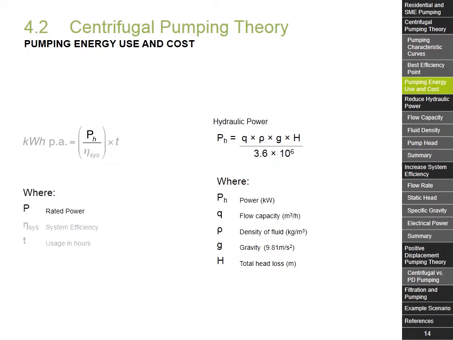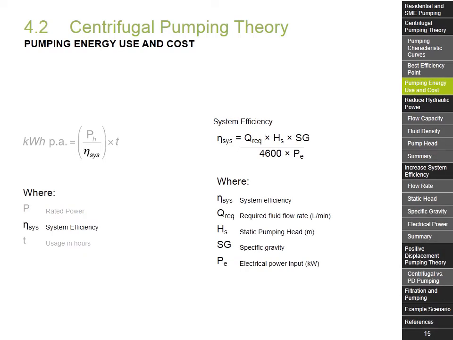In this instance, power is the value of the hydraulic power, which is equal to the product of the flow capacity, density of the fluid being pumped, force of gravity, and total head. To convert the product into an appropriate unit of measure, being kilowatts, we divide by 3.6 times 10 to the power of 6. System efficiency is equal to the product of the required fluid flow rate, the static pumping head, and the specific gravity of the liquid being pumped, divided by 4,600 times the required electrical power input.